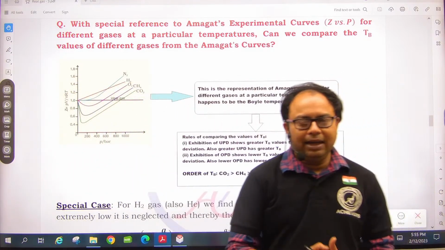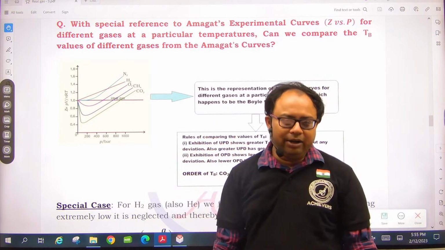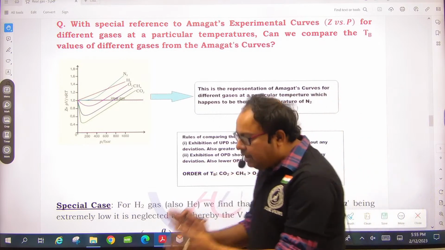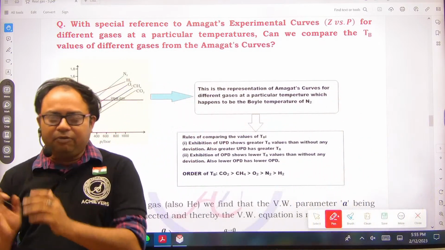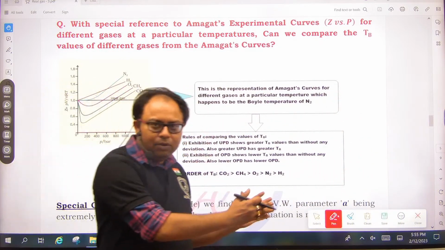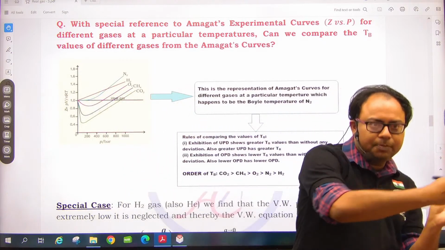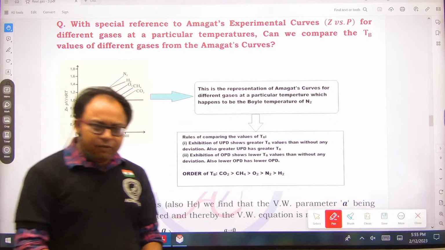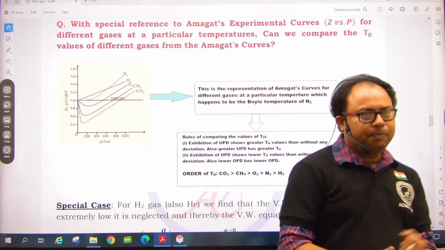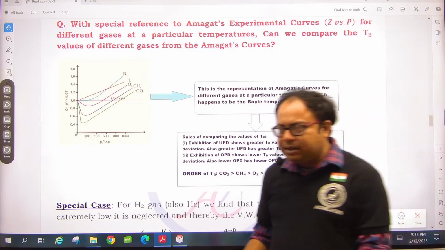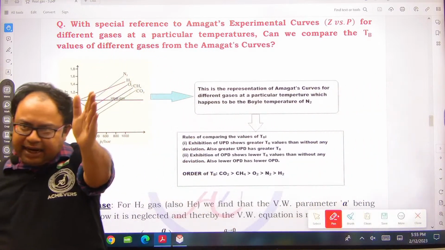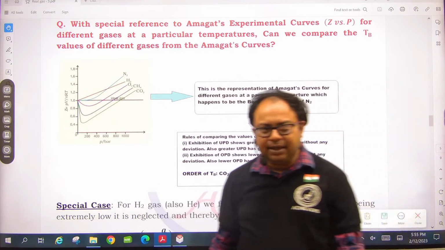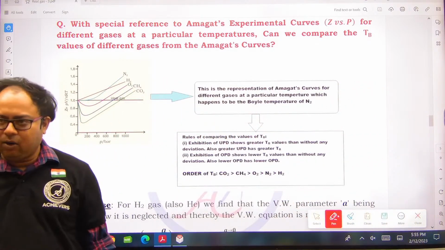Welcome to the lecture on the real gas series. We have already studied a bit of the concept of real gases and will continue with our next part. In the previous lecture we were talking about Amagat's plot. In Amagat's experimental plot, we plot the compressibility factor Z along the y-axis, and pressure P along the x-axis.